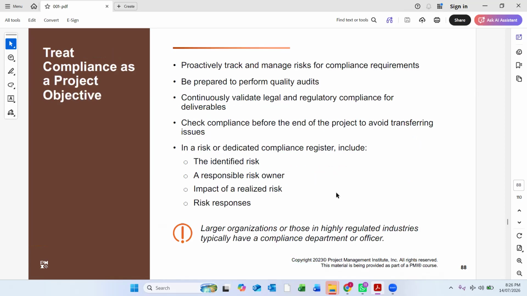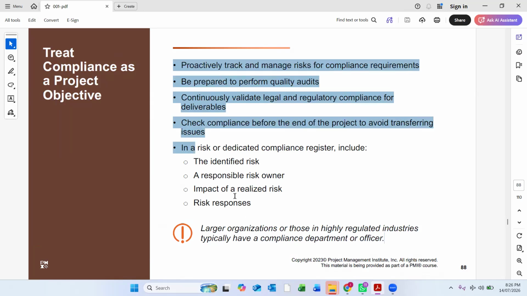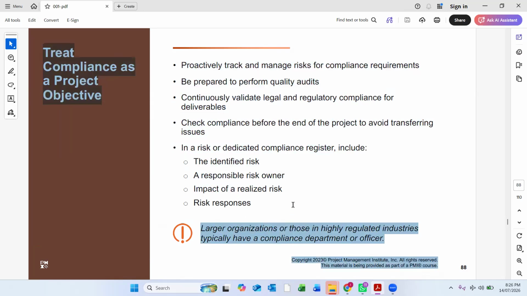Treat compliance as a project objective. So we should treat compliance as a project objective. This is our objective, because we should deliver deliverables in compliance with safety, quality, and identified risk. Quality audits should be there. They use the word quality audits here. And legal and regulatory compliance should be there.